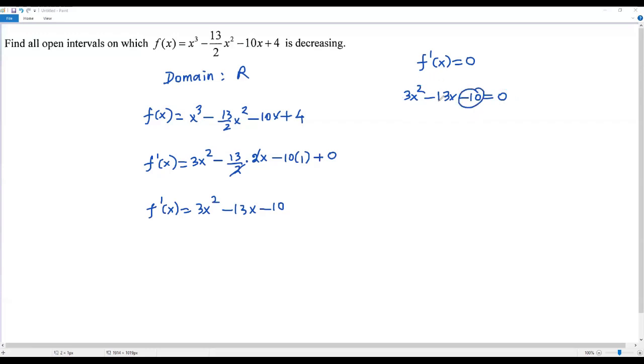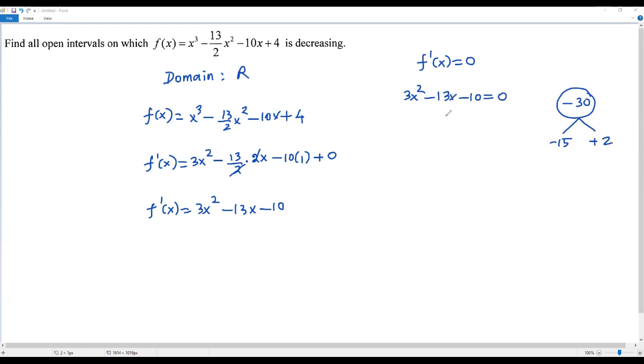For that, we have to multiply the constant negative 10 by the coefficient of x squared, 3. When I do so, I'm getting negative 30. Now I have to get two factors of negative 30 such that the sum of the two factors equals the coefficient of x, that is negative 13. I think negative 15 and positive 2 will work, because when I multiply negative 15 and positive 2, I am getting negative 30. When I add them, I am getting negative 13, which is the coefficient of x.